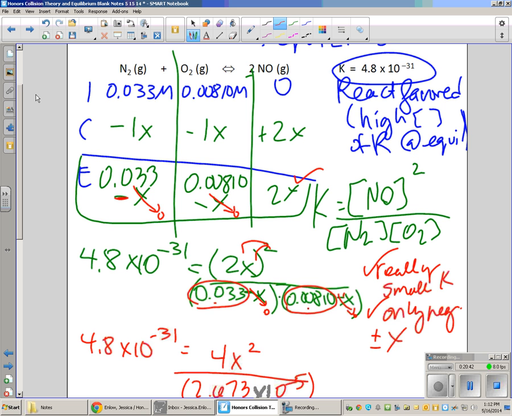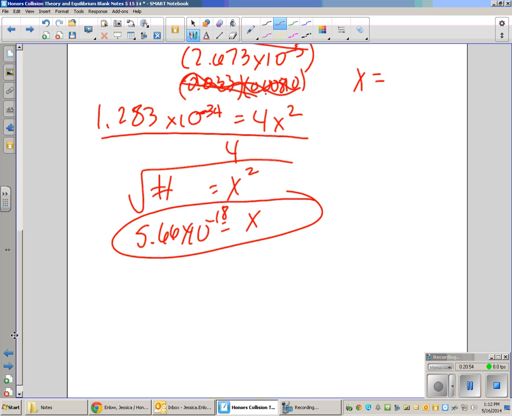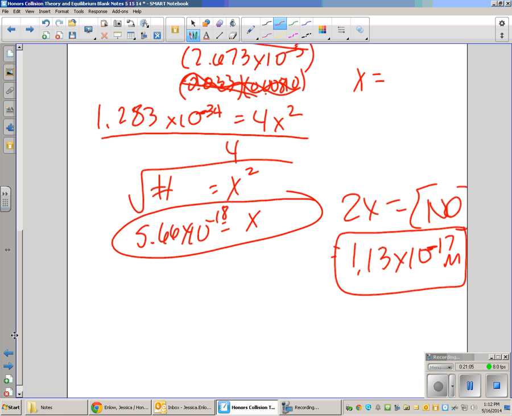Look at your chart. So this right here is our nitrogen monoxide at equilibrium. It's equal to 2x. So all I have to do is take my x and multiply by 2. 2x is equal to the concentration of NO, which is equal to 1.13 times 10 to the negative 17th molar. And that also proves our point where we said that reactants are favored. There was going to be a lot of reactants left over and very little products made. That's almost nothing. So that's definitely true.